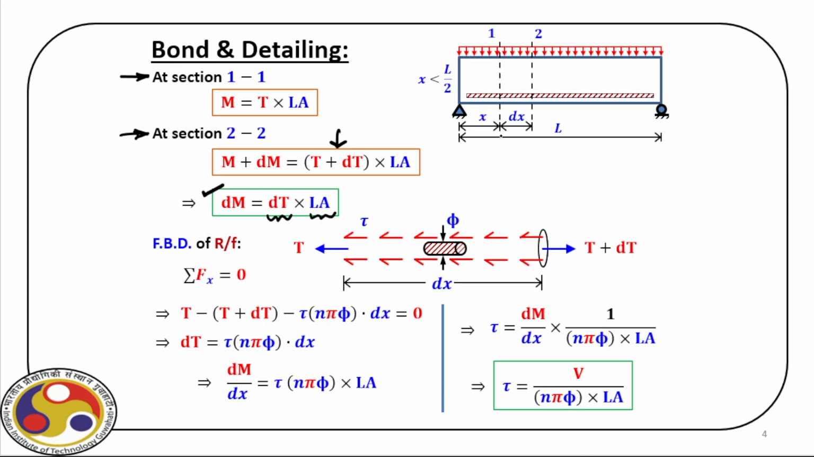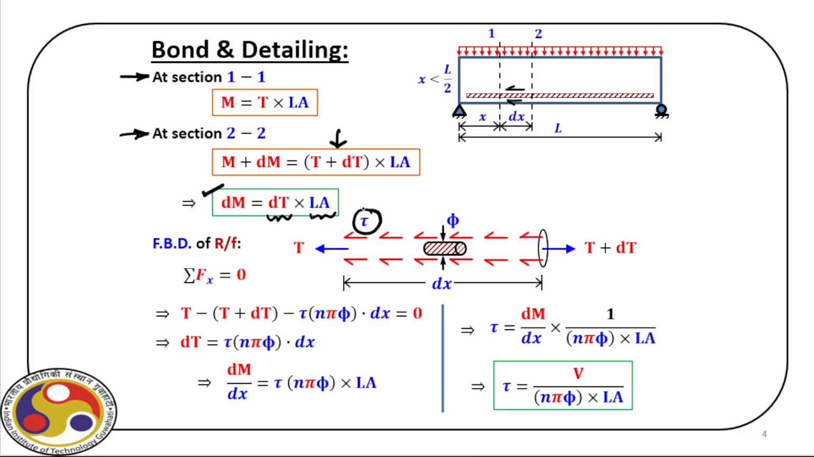Now, this is the additional force acting on the reinforcement between section 1,1 and 2,2. As you can see here, we have T at one end and T plus dT at the other end. They are acting over a length of dx, due to the variation of bending moment between section 1,1 and 2,2, which are dx apart. Obviously, this is the bond between the rebars and the concrete here, right?